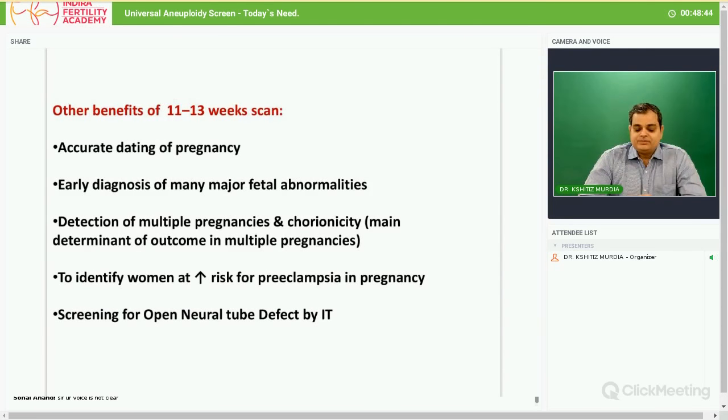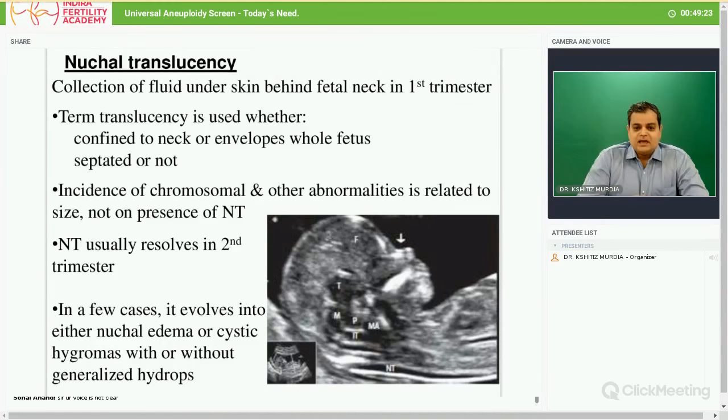The first marker which we have discussed is nuchal translucency, and nuchal translucency is nothing but just a collection of fluid under the skin behind the neck in the first trimester. As I've told you, NT is a very sound marker. NT alone can carry a detection rate of 70%, so it has to be taken as per the criteria laid down by the FMF. With that, we will discuss our next topic in the webinar.